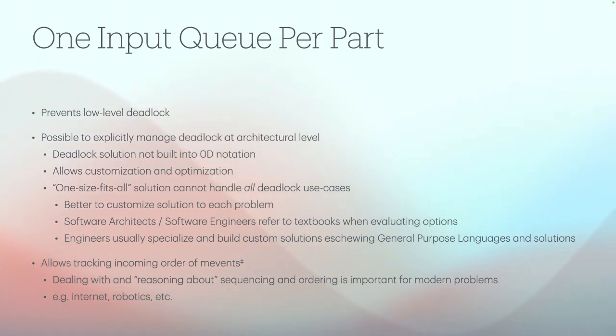We can't avoid dealing with deadlock, but we must ensure that our tools cannot create hidden kinds of deadlock, and we must ensure that our tools give us enough flexibility to explicitly deal with the problem at an architectural level. In addition, we need to reason about messages in order of arrival. The policy of having only one queue per part is simpler than the idea of one queue per port, and allows software architects to reason about and handle these situations.